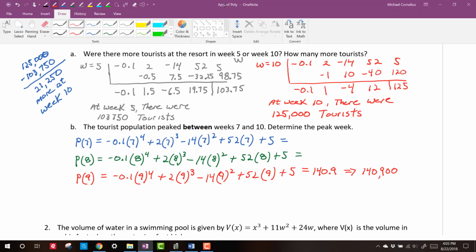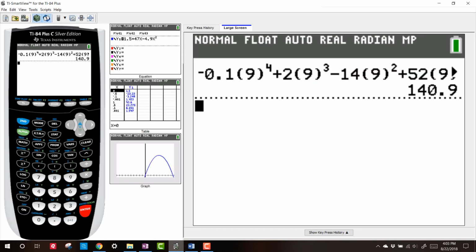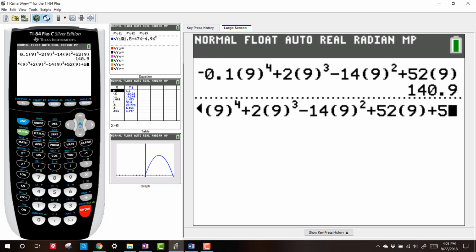Now, I really don't want to punch all that in again for 8 and 7, so I'm going to go back to my calculator here, and we're going to do 8 next, but I'm going to show you a shortcut for doing this. Now, instead of retyping that all in, if I go back and scroll up to the top and I hit enter, there we go. So it gives me the whole thing already typed out. All I have to do now is backspace. So I'm just going to go back all the way to the front.